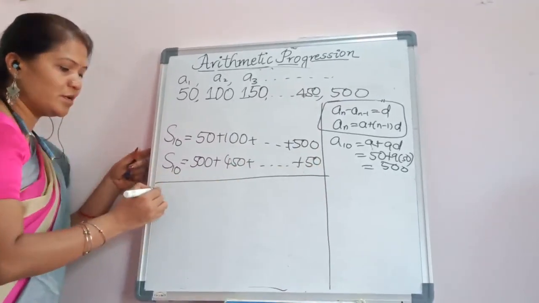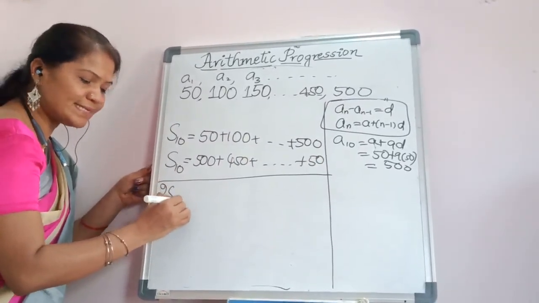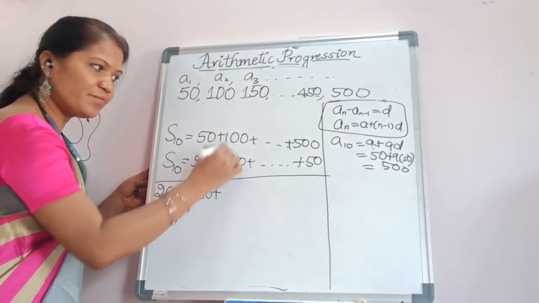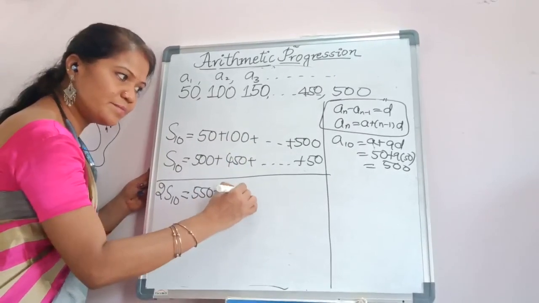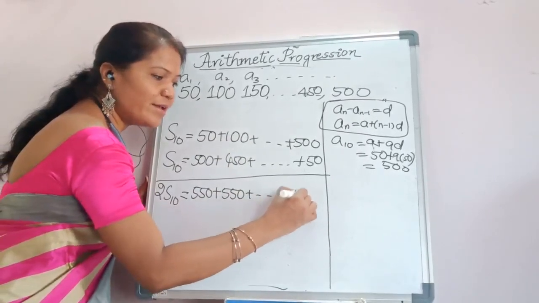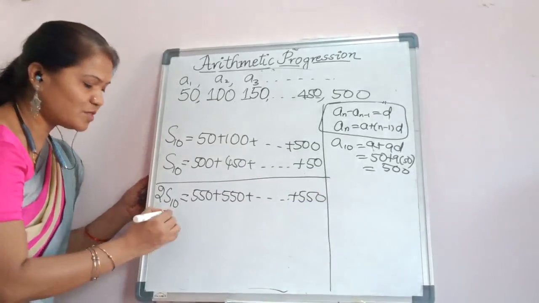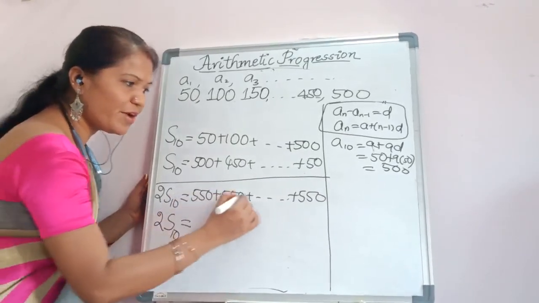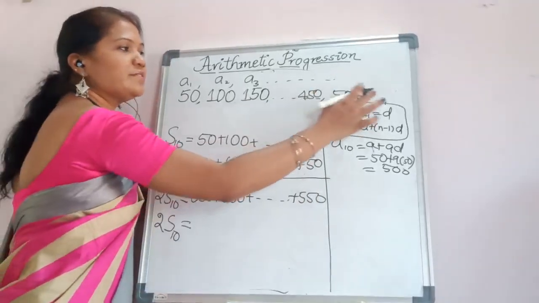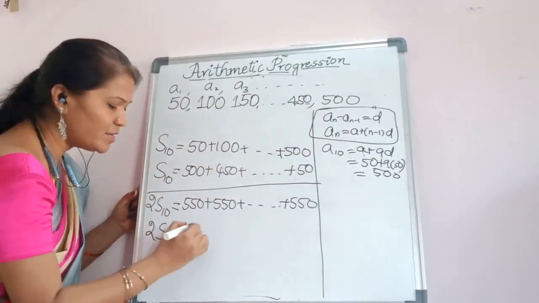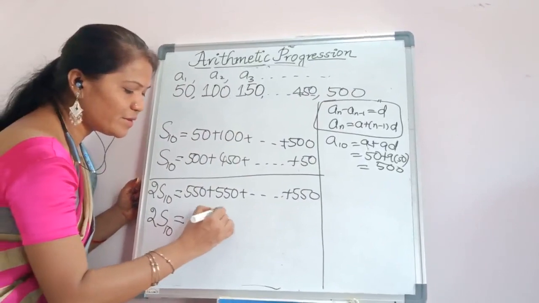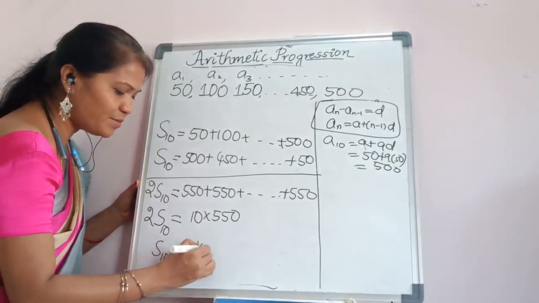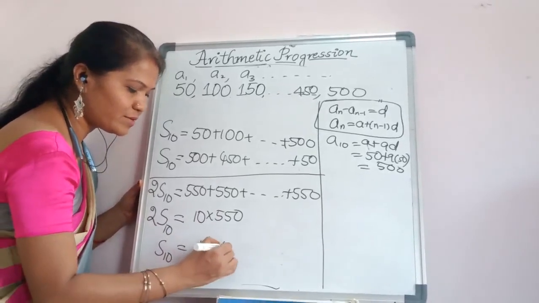Add all, 2 times S10, 550 plus 550 plus 550. So the sum of the amount for the 10 days is 550, 550, 550. How many 550s are we adding? For 10 days, right? So 10 into 550. So S10 is equal to 10 by 2 into 550.